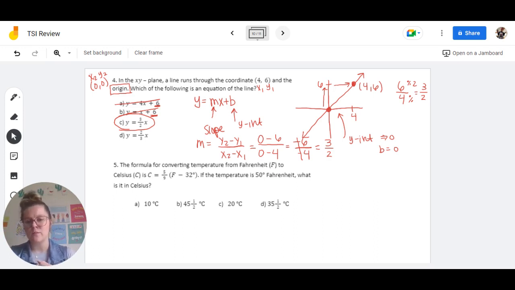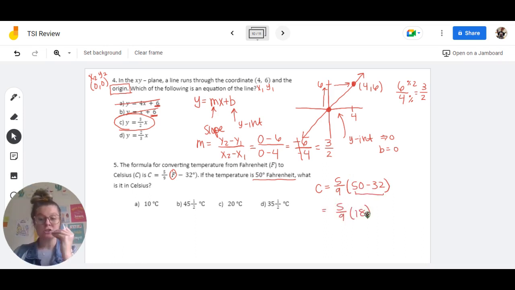Okay, next one, the formula for converting temperature from Fahrenheit to Celsius is given there. If the temperature is 50 degrees Fahrenheit, what is it in Celsius? Well, they give us what our F value is. So I'm going to take 50 and plug it into the equation wherever I see F. So let's rewrite. C is equal to 5/9. Let's go ahead and plug in 50 minus 32. And now all I'm doing is PEMDAS. I need to do my parentheses first. So that would give me 18 when I subtract them.